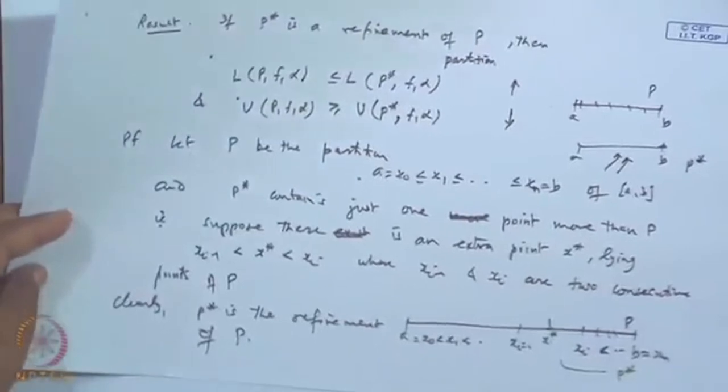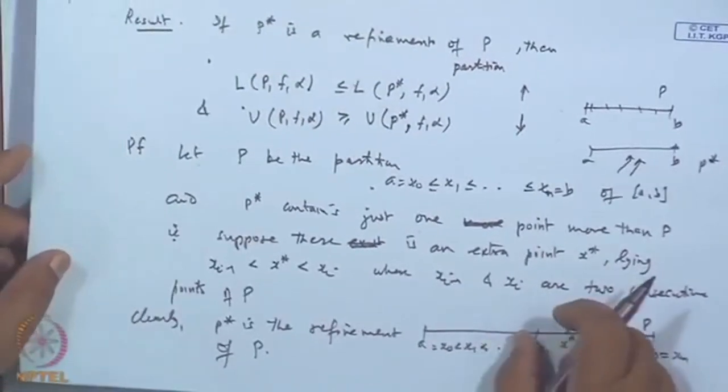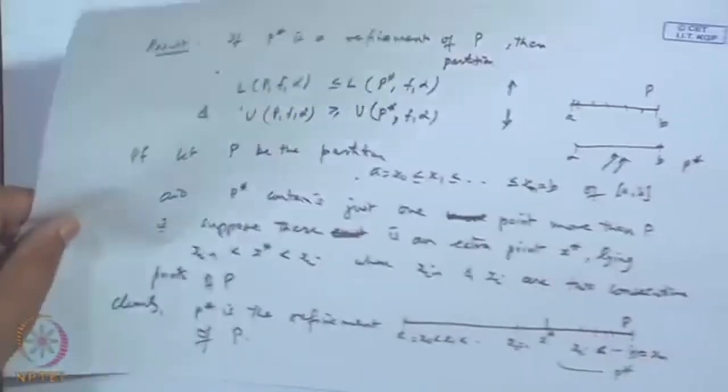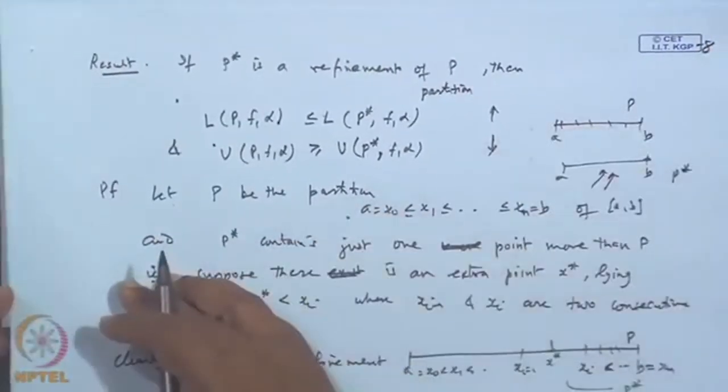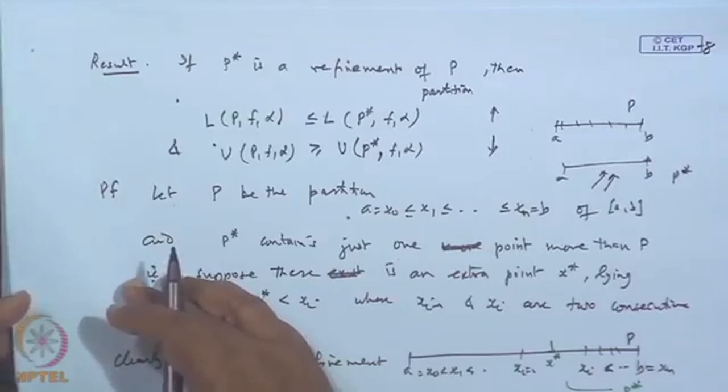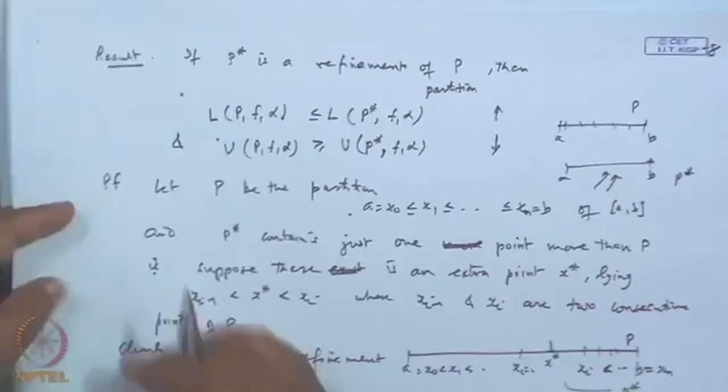Others I am not changing, only in one sub interval I am taking one extra point, that is all. So, it becomes a refinement of this. Now, with this point extra, what we want to claim is that the lower sum will increase and the upper sum will decrease. So, let us prove first for the lower sum.